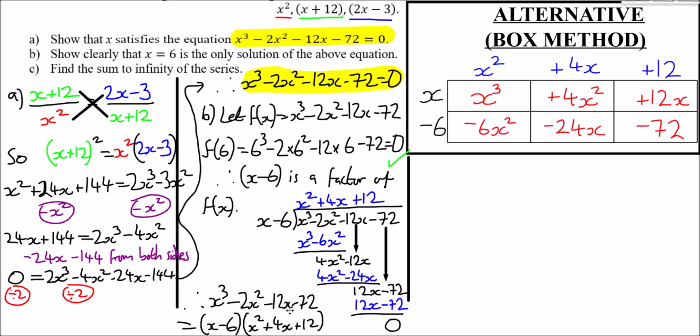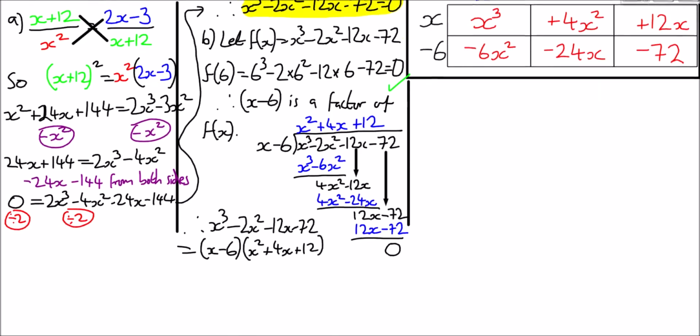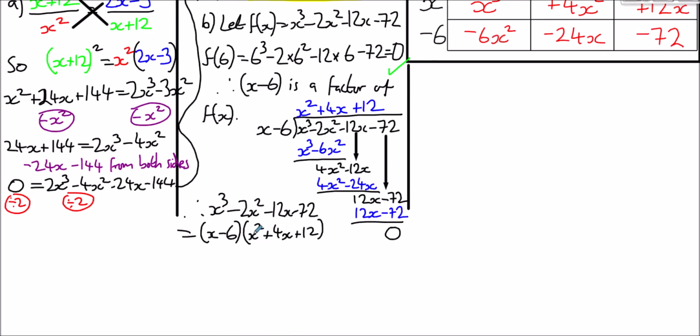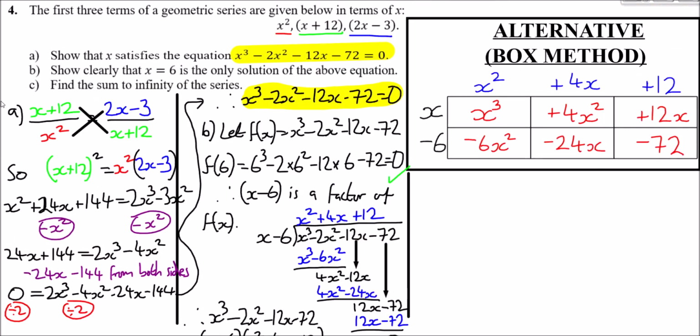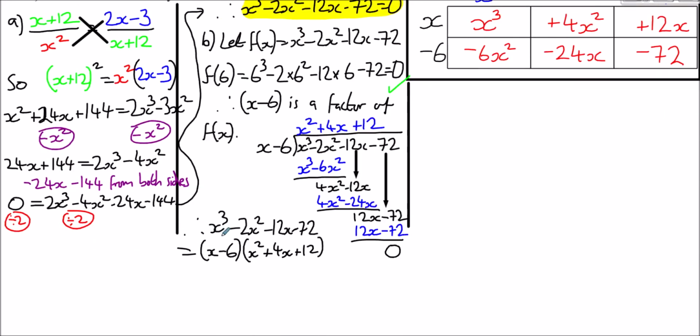Are there any solutions in this here? So let's consider x squared plus 4x plus 12. So does this have any solutions? Because we want to show that this can equal 0. So obviously x minus 6 can equal 0 when x is 6, which was given to us. So can we solve x squared plus 4x plus 12? Can we set that equal to 0?